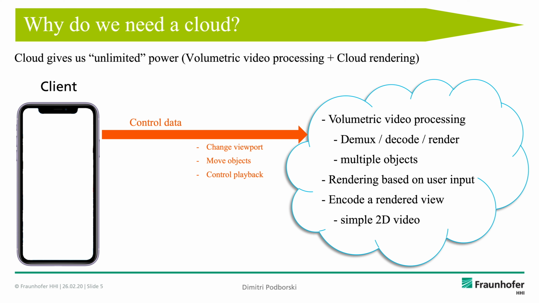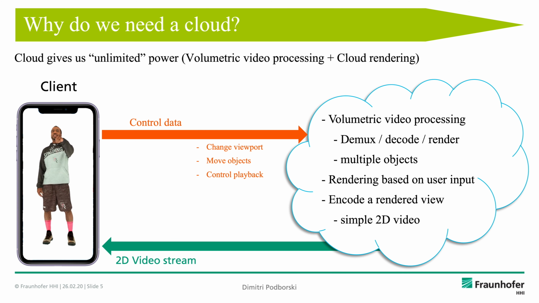After the scene is finally rendered, taking into account the received control data, a 2D video stream is sent back to the client. So the client at the end just needs to decode a simple 2D video and still has control over the scene by sending this control data and controlling the rendering process on the cloud side. Okay, enough talking. Let's go more into the detail of the implementation.